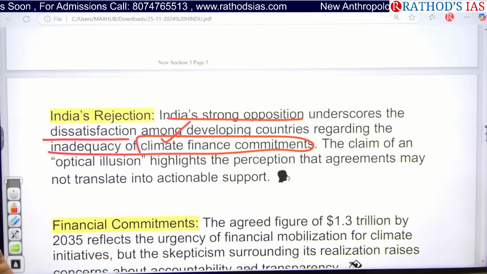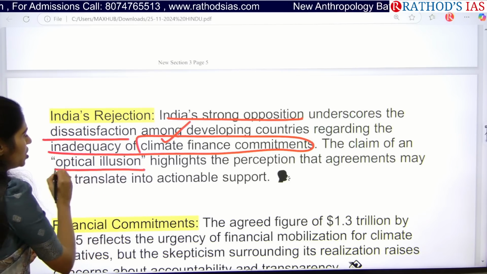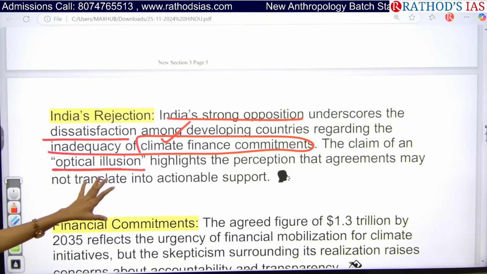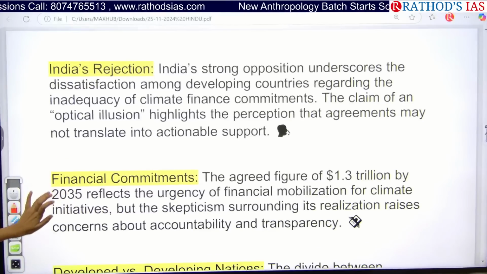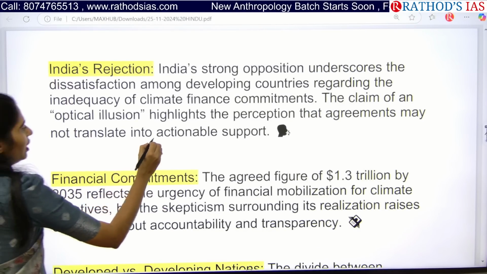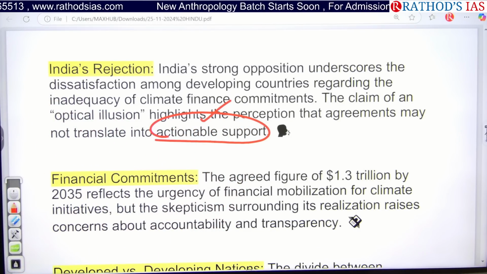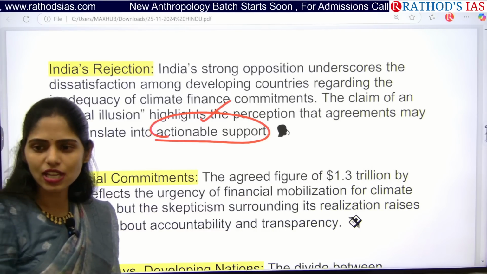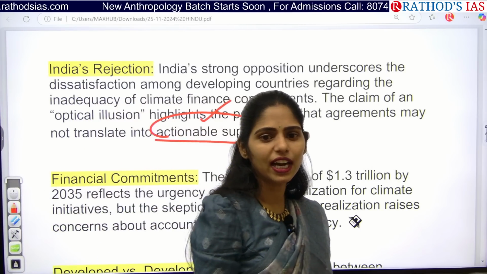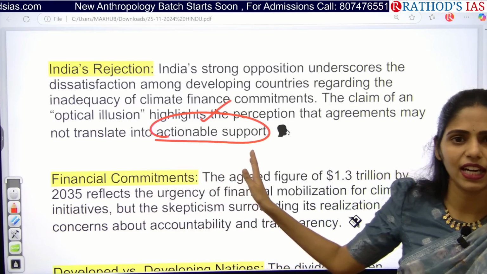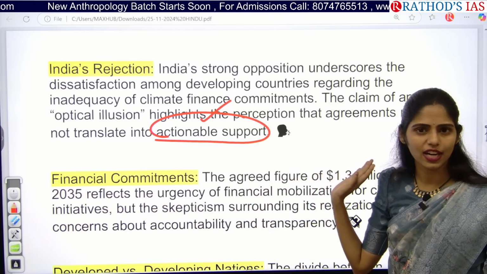We don't have those commitments. And India said that it is just an illusion regarding this agreement, and that there will be no actionable support. So climate finance alone is not enough; we also need support from the developed countries, especially regarding technology transfer. But they didn't say anything regarding technology transfer.